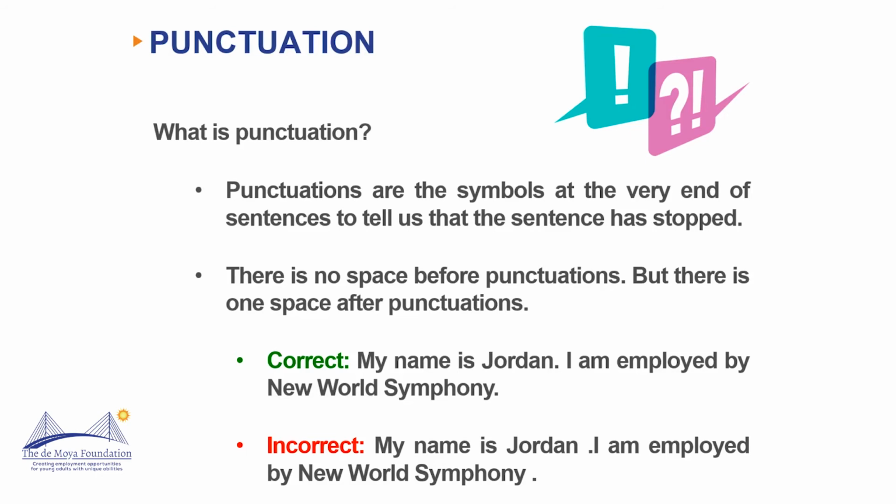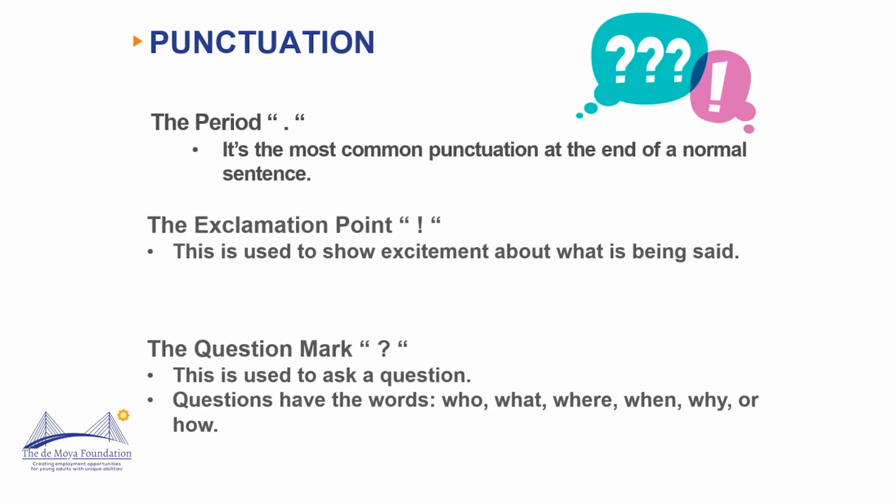Let's look at these examples here so you can see what I'm talking about. Notice in the one that's incorrect, there is a space before the punctuation and no space after. It looks kind of funky. We don't want to do this, friends. To keep things simple, we're going to focus on the punctuations that tell us that the sentence is complete.